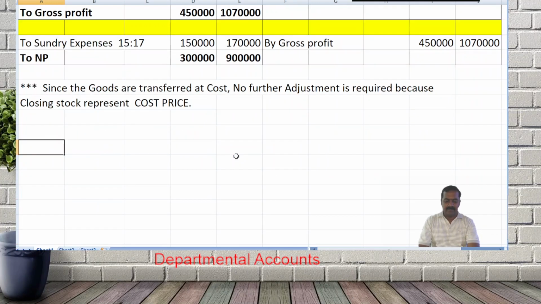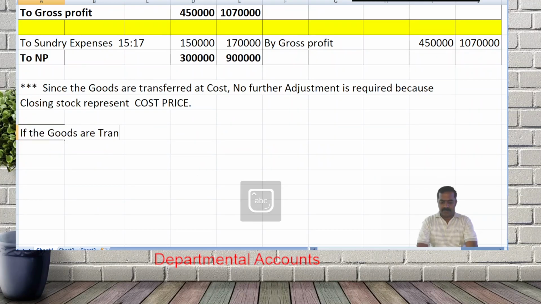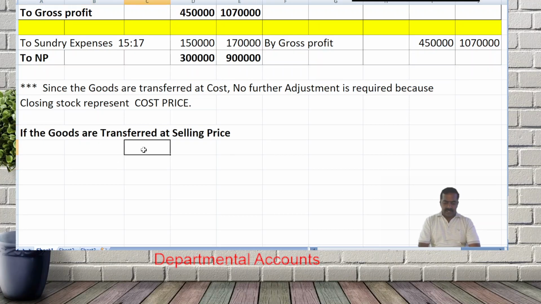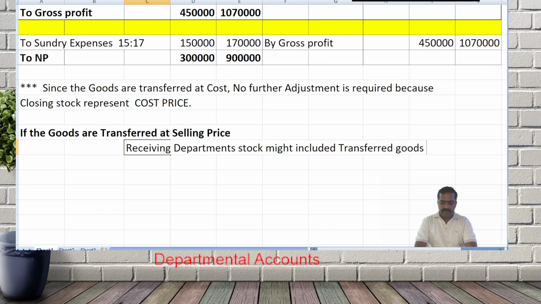Now we are going for the most important part in the departmental accounts. Heading. If the goods are transferred at selling price, now the receiving department's stock might include which one? Transferred goods at selling price.